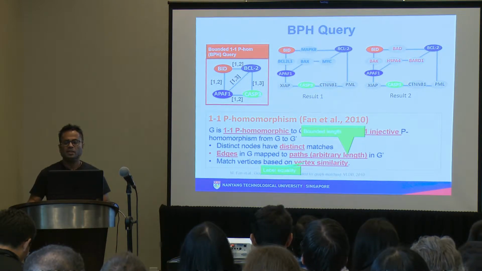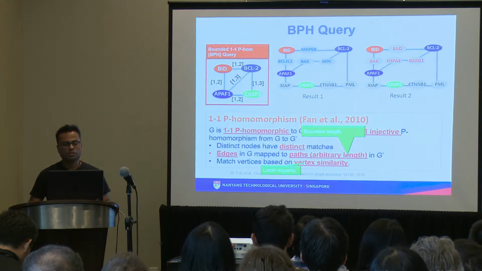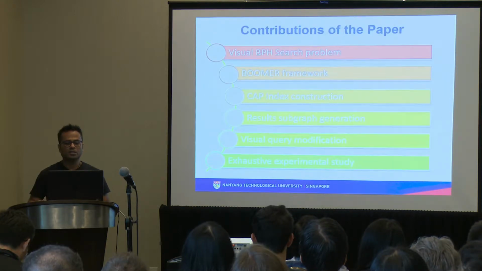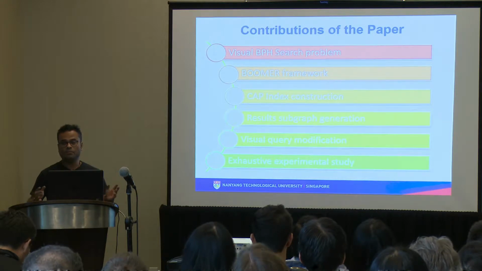Once again, let me recall that Bob is a biologist, he's a non-programmer, he basically hates to write code and wants to avoid it at all costs. So Bob wants to formulate this query using a visual interface by simply drawing the query. This paper makes the following contributions. We introduce the visual BPH search problem family, and then we provide a framework called BOOMER to address this problem.